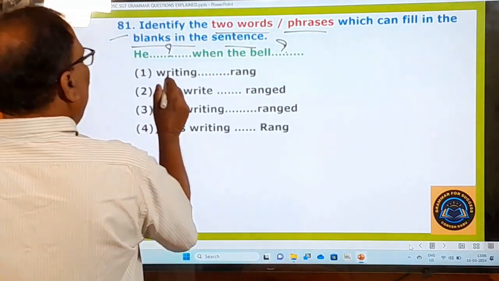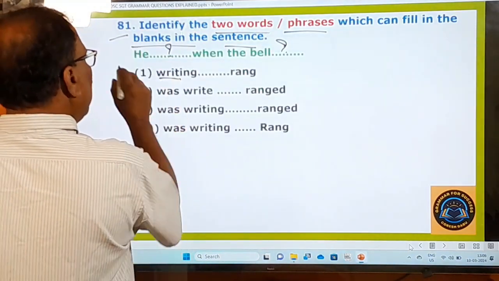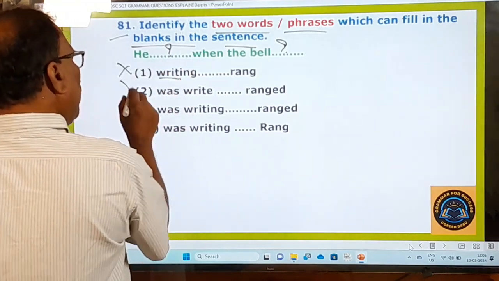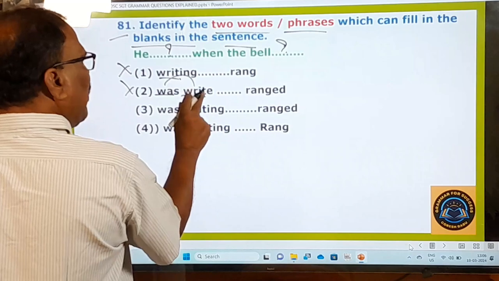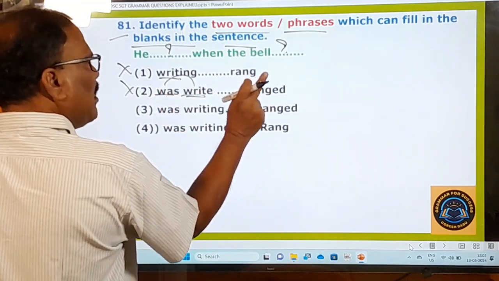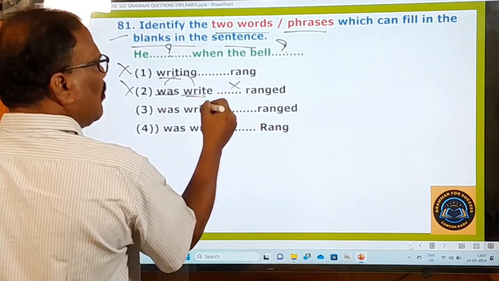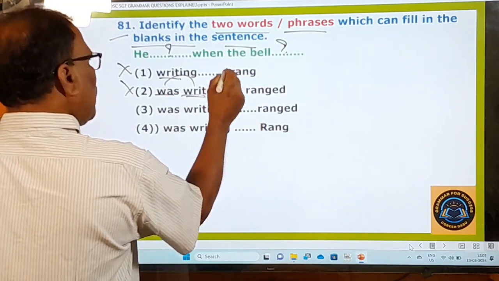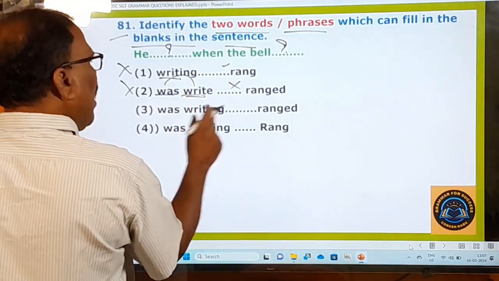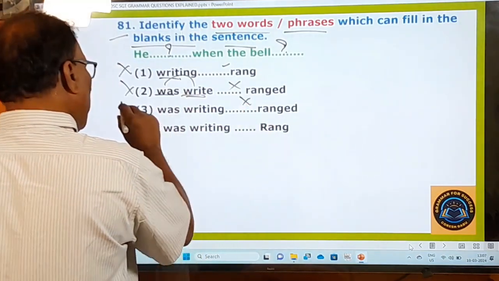Let us say "writing" is there. "He writing, you don't say." Okay, "He was right, you don't say." After "was", there must be an ing form verb. So in this way, if the first one is gone, that means automatically the second one is also gone. "Ranged" is not there. "Said" is wrong. Okay, this is right, of course, this is wrong. That's why this is gone. So the third one is there. "Was writing", again "ranked" is there. This is wrong, therefore this is also wrong.